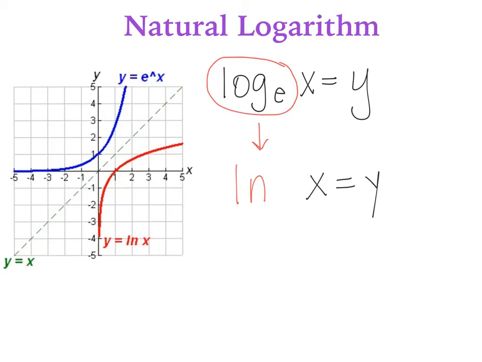So the natural logarithm is the inverse of e to the x. Same as how a logarithm is the inverse of an exponential equation, the natural logarithm is just a very specific kind of logarithm. So really the important thing to know is that the natural logarithm is a type of logarithm, and whenever you see e, you should think ln, and vice versa.